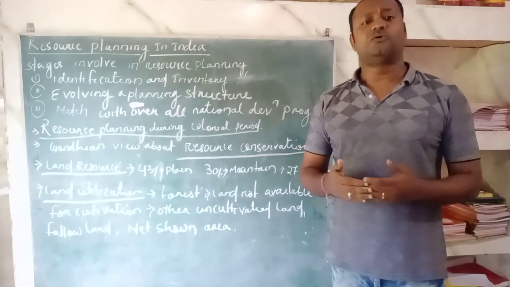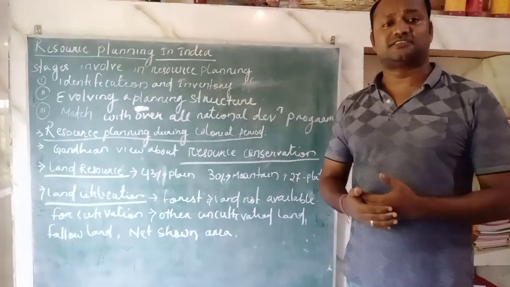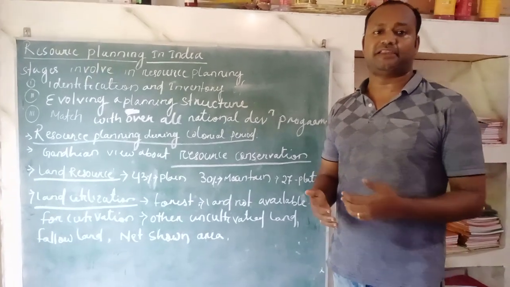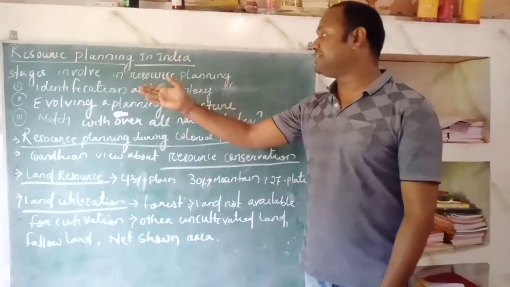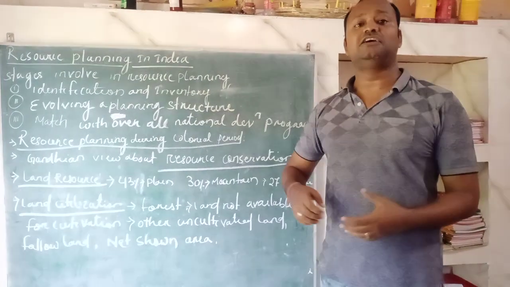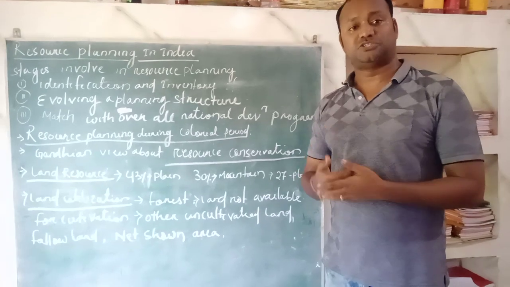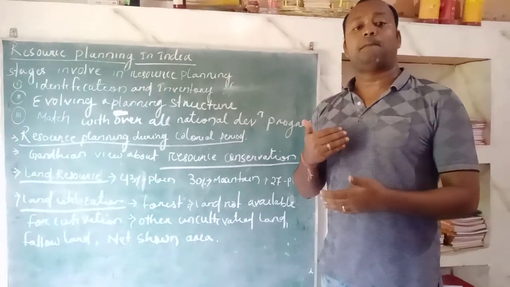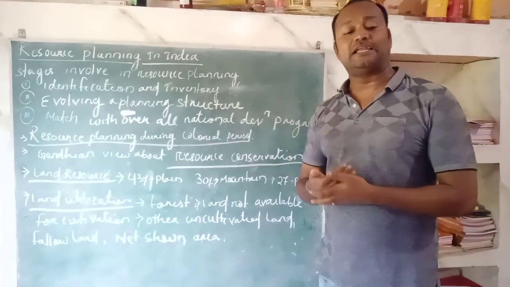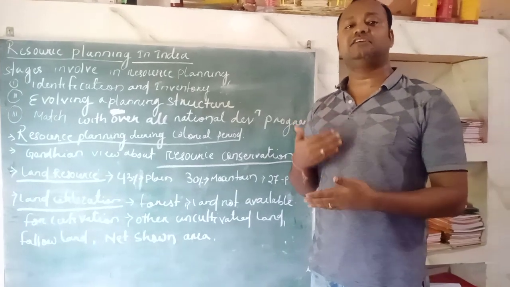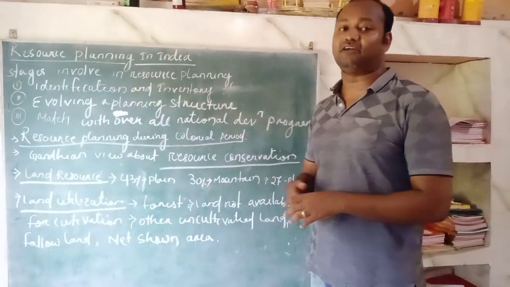So students, before discussing resource planning in India, we should know what the stages involved in resource planning are. The first is the identification and inventory of the resource, by surveying, mapping and knowing the quantity and quality of the resource. So we can get to know about the quality and quantity of the resource with the help of survey and mapping, and also its inventory.